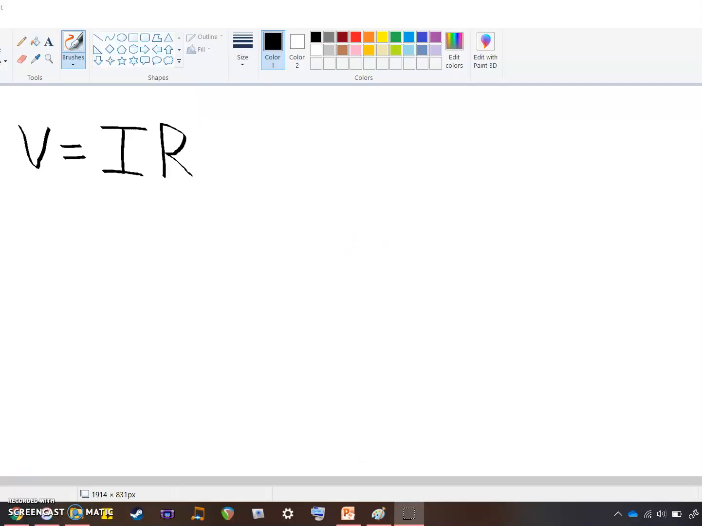So if we look at this paint document here, I've written out Ohm's law as it's traditionally represented, which is V equals IR. So voltage equals current times resistance. Of course, you just divide the resistance on both sides, and you get I equals V over R, which is what we showed before. I should clarify, I represents current. We use the capital I for current, R for resistance, and V for voltage.